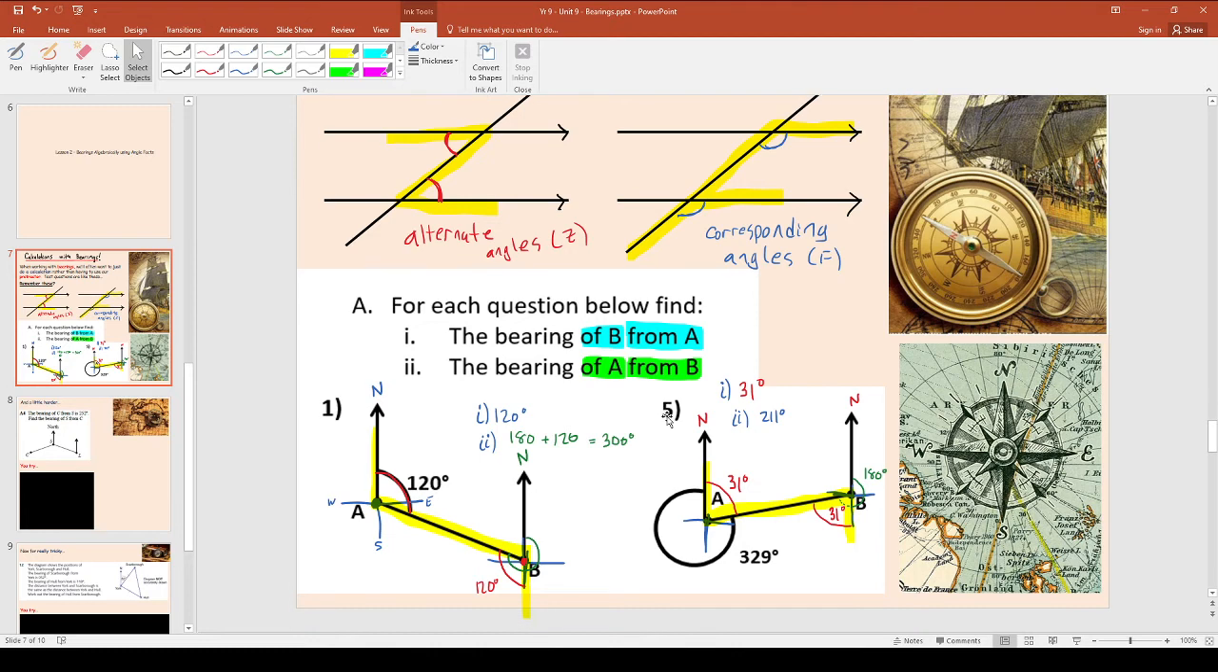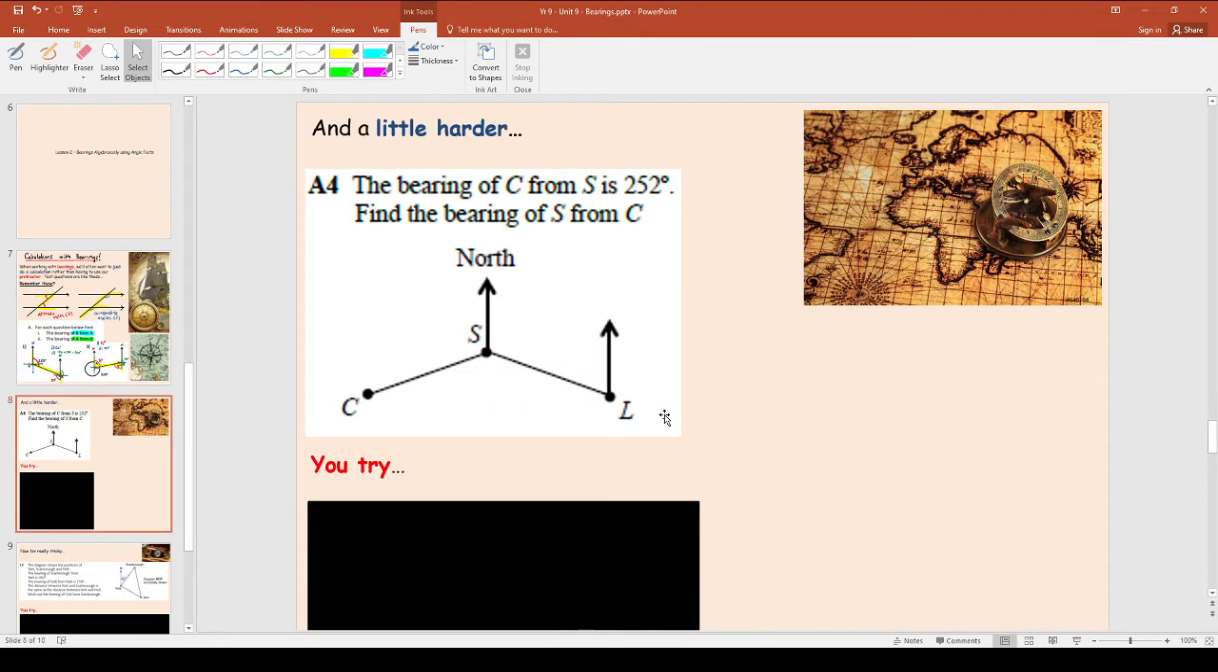Okay, next one, buddies. A little bit harder now. What we've got this time is it says the bearing of C from S is 252.